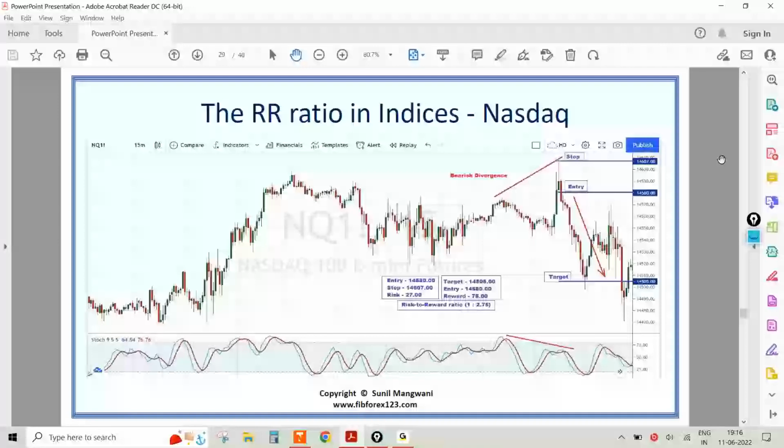So if I want to trade indexes, I must make sure that if I trade on the 15 minutes, I'll get a good risk to reward ratio. But even if I'm going on a smaller term time frame, I should be able to maintain a minimum 1:2.